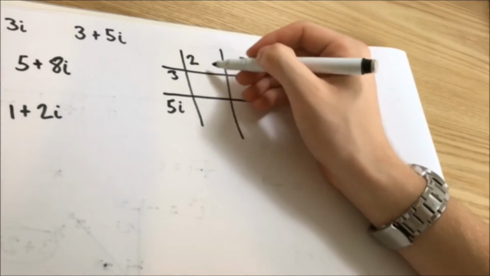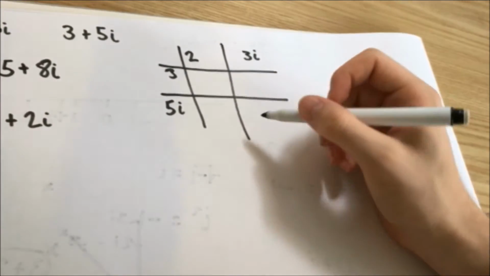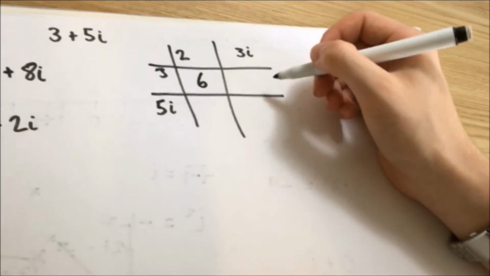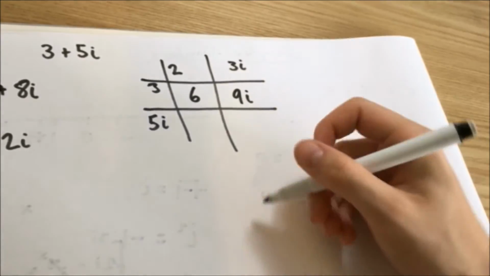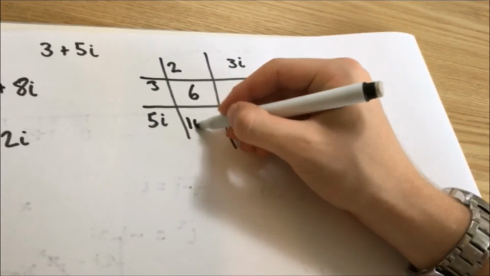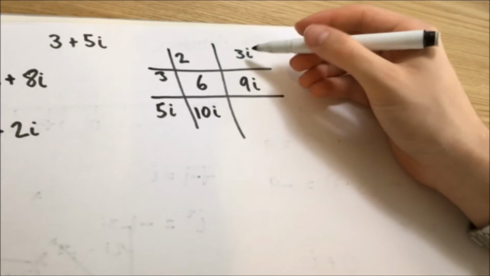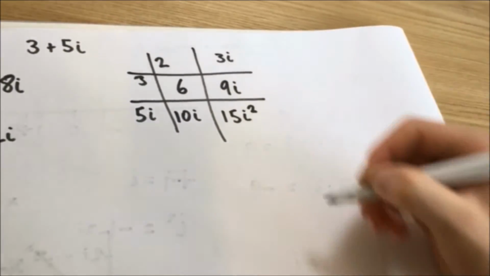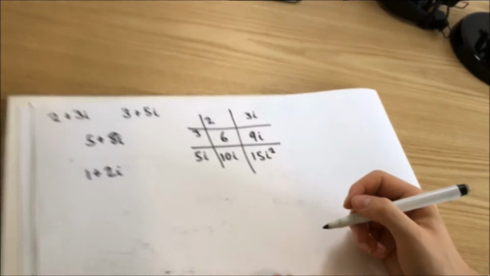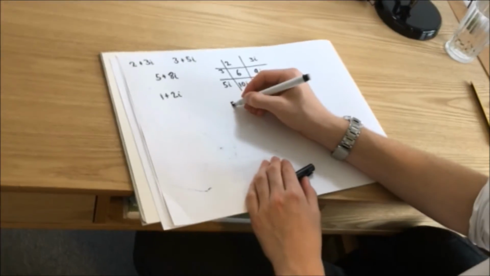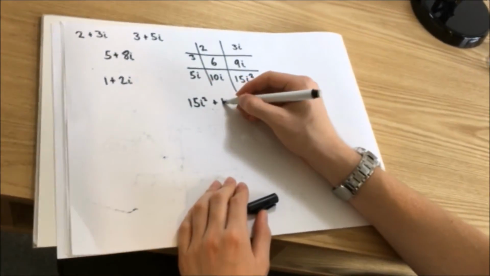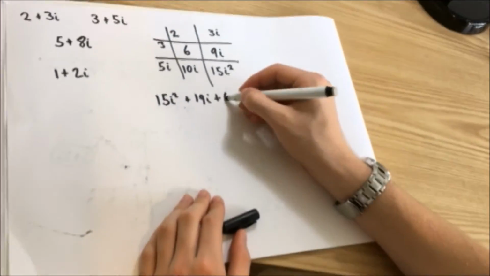And in this box, we multiply the 2 headings together. So this is 2 times 3, which is 6. This is 3i times 3, which is 9i. This is 2 times 5i, which is 10i. And here we have 3i times 5i, which is 15i squared. And if we add these all together, we will get 15i squared plus 19i plus 6.